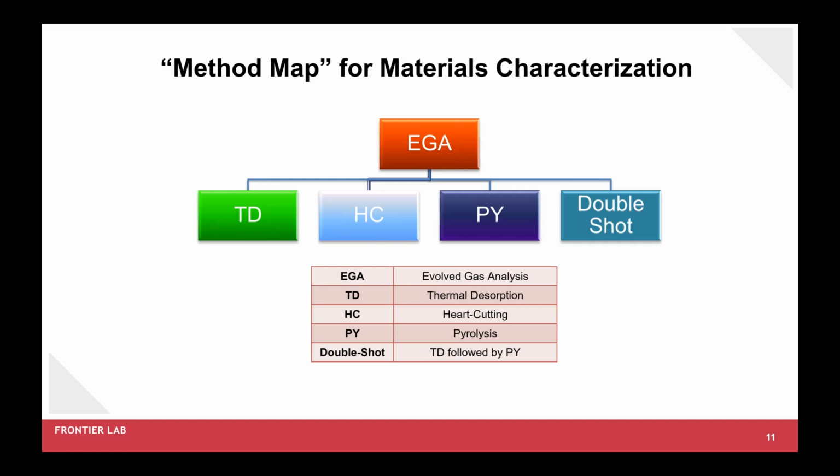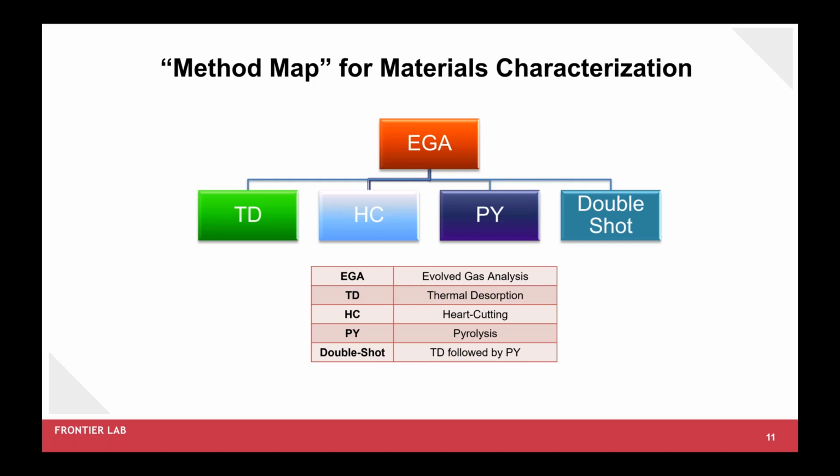Now, to chemically characterize an unknown sample, we have developed a series of techniques called the method map. The method map provides two simple steps for determining the organic composition of any type of unknown sample: liquid, solid, or even gas type sample.